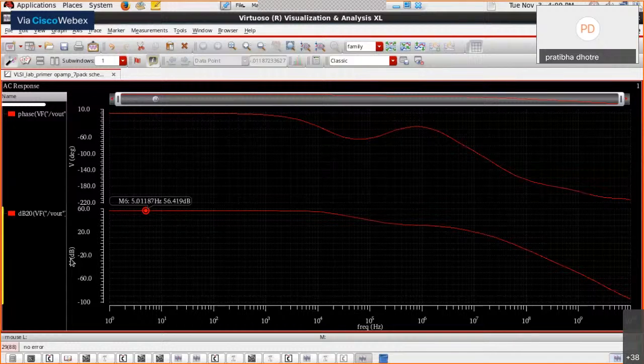We are actually getting a DC gain of 56 decibels. The design spec was equal to or greater than 50 decibels. And the gain bandwidth product, omega u here, now you put a horizontal cursor at unity gain.